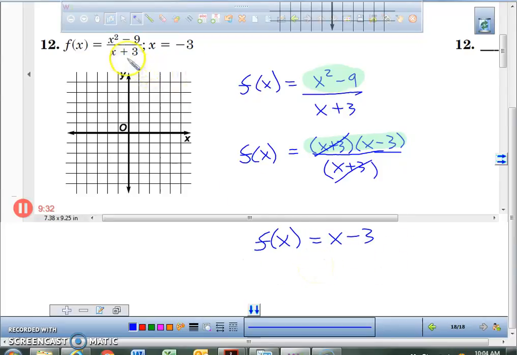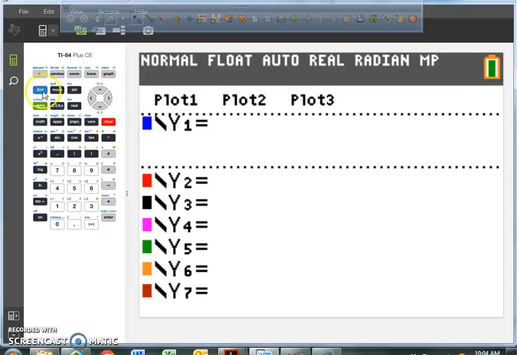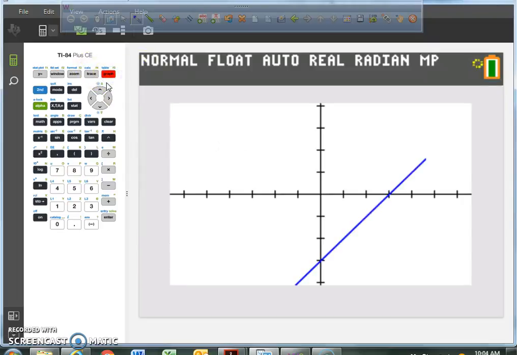Let me tell you something. Watch what happens when we type this into the graphing calculator. I'm going to go over here and clear this out. Alpha y equals enter. I'm going to type in x squared minus 9 in the numerator, and in the denominator I'm going to type in x plus 3. Does that look like a complicated equation? It looks kind of complicated before we did all that stuff. But look what happens when I hit graph. Alright, so what do you have? You have a line.